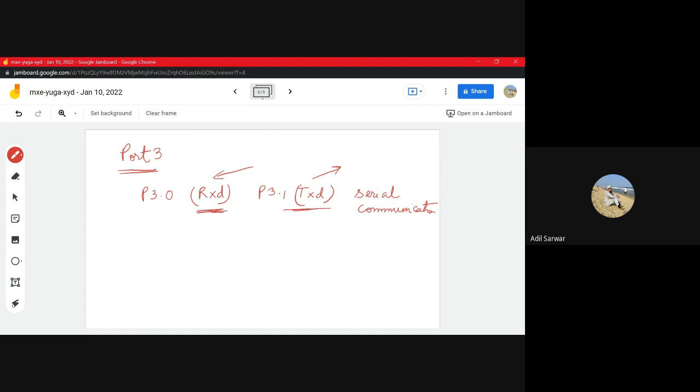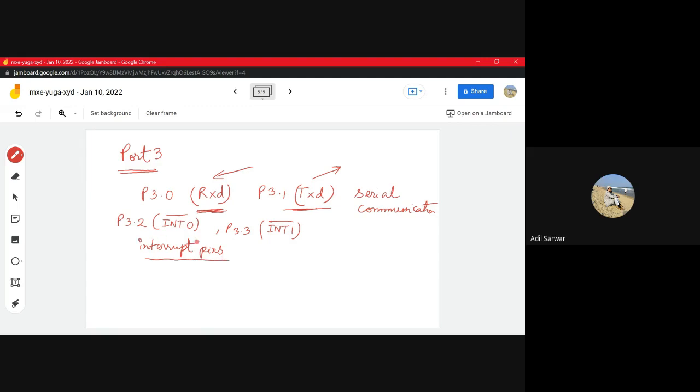Then P3.2 is written as INT 0 bar, and P3.3 is INT 1 bar. What does it mean? These are interrupt pins.